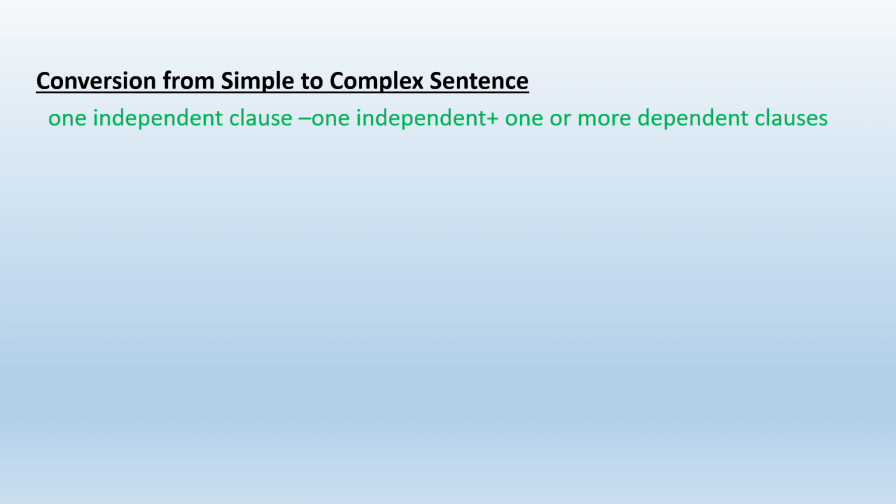Let us see some examples now. We will use the same sentences which we discussed in the simple sentences. The first sentence was she found and returned the pen. This is a simple sentence and it means it is an independent clause. A simple sentence is one independent clause. Now we want to convert it into a complex sentence. It means we have to add a dependent clause. A dependent clause begins with the subordinating conjunction or a relative pronoun. Let us try adding that.